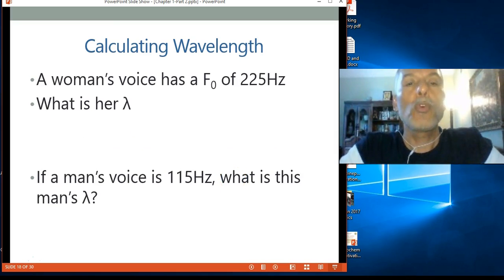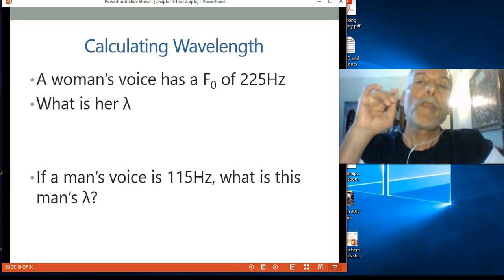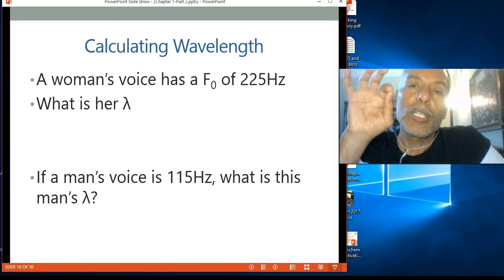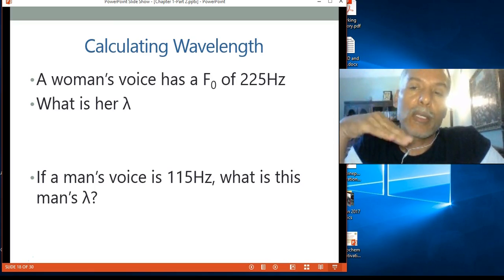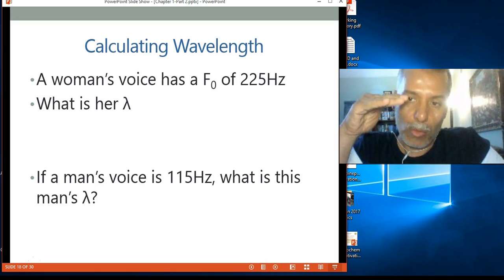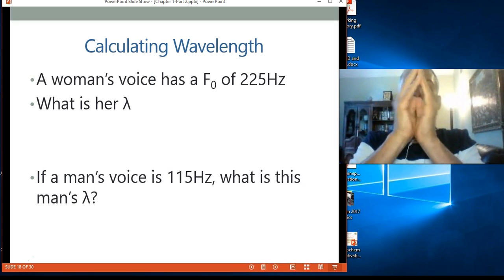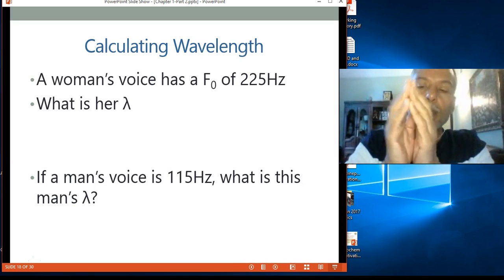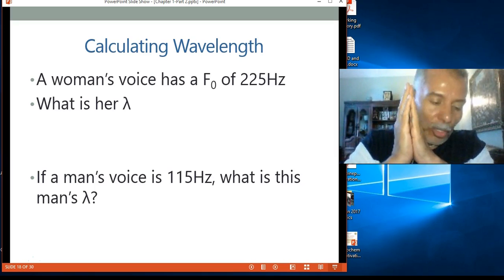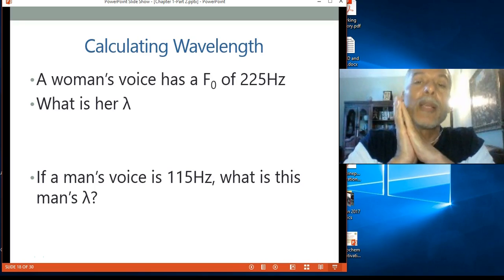A woman's voice has a fundamental frequency of 225 hertz. What is her lambda? The vibration of the vocal folds is a physical vibration. The vocal folds are muscles that vibrate back and forth, and for females, they make twice as many vibrations as males.